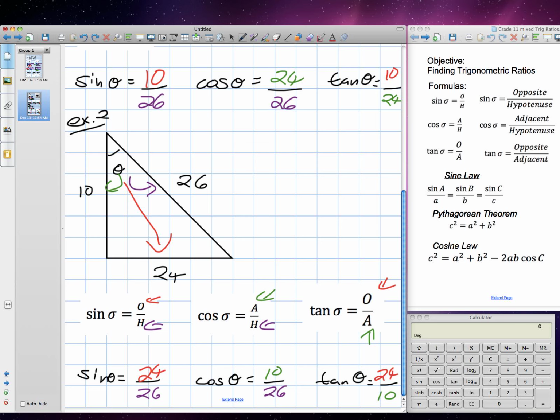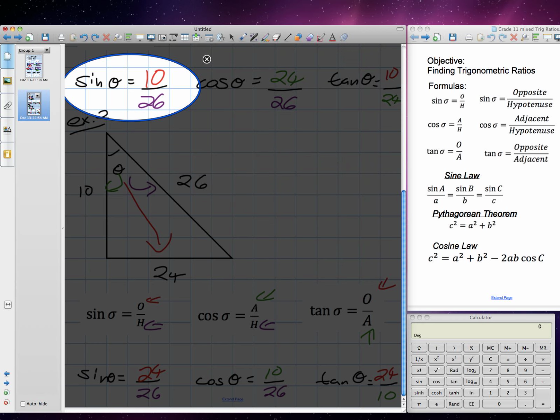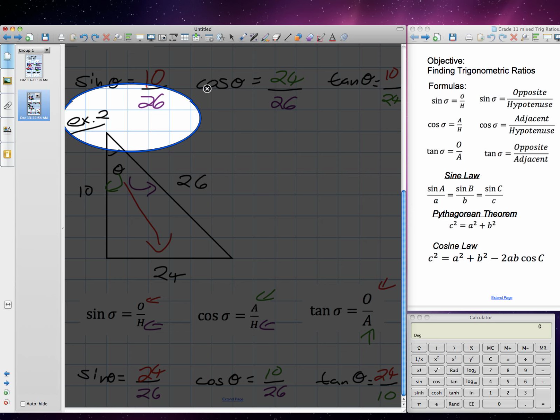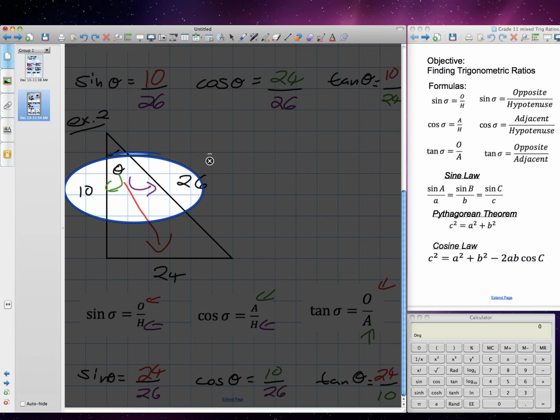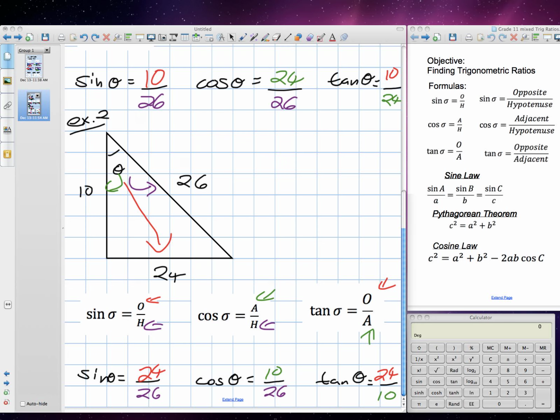Now, what I want to draw attention to, I know they're a bit far away, but we have sine here, and it's 10 over 26. I was going to drag this down, but that's going to take too long. So I want you guys to realize our sine, we had 10 over 26 on the other angle. On the new angle, we have 24 over 26. In our previous question for cosine, we had 24 over 26. We now have 10 over 26. And in our tangent, we had 10 over 24. Now it becomes 24 over 10.